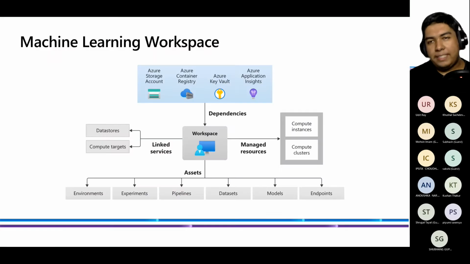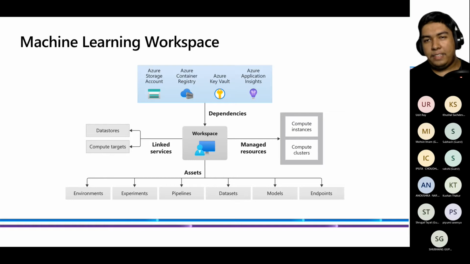Once we have done that, we must understand what a machine learning workspace actually is. When we create that machine learning resource, it will create a lot of things for us, and we have to understand what it will create for us. First of all, you will see there are a lot of services right here which are marked as dependencies: an Azure storage account, an Azure container registry, Azure Key Vault, and application insights. These are not part of your machine learning workspace, but these are core Azure services that are linked to your machine learning workspace. So why is that?